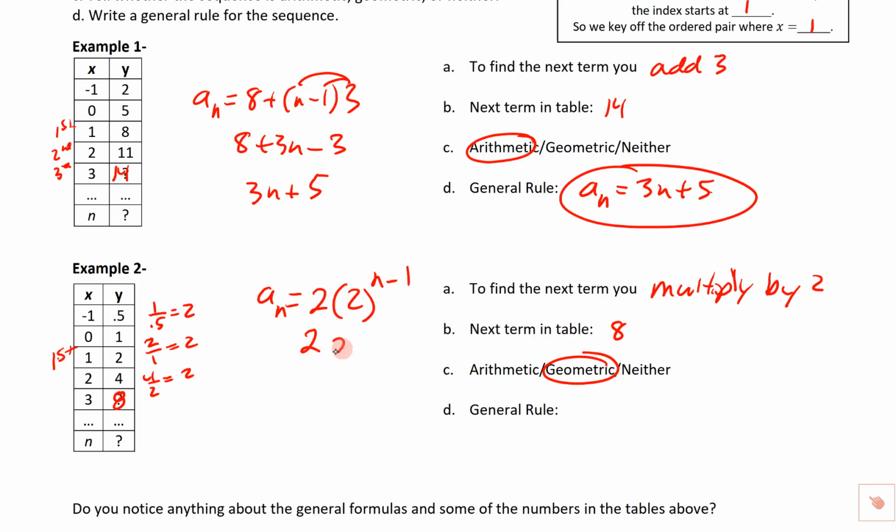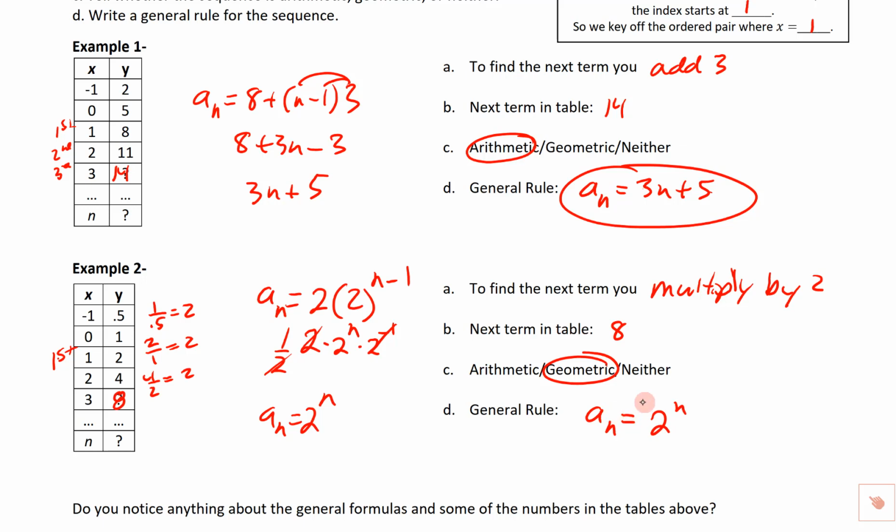And again, cleaning this up here, we've done this quite a bit. So this is 2 to the negative 1. That's going to make this a 1/2 out front. Those are going to cancel. So that means a sub n is going to be 2 to the n. So the general rule is a sub n equals 2 to the n.